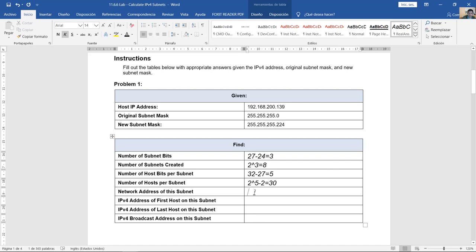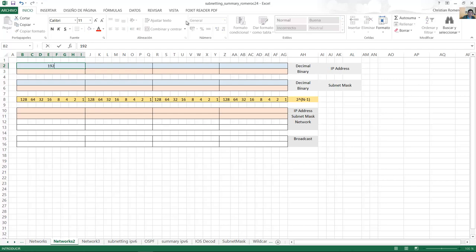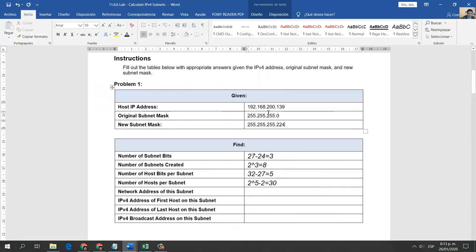Network address of this subnet. To find the network address of this subnet, you will use the host IP address and the new subnet mask. The host IP address is 192.168.200.139 and the new subnet mask 224. Okay, 192.168.200.139. This is the address in decimal, the host address, and the new subnet mask 224.